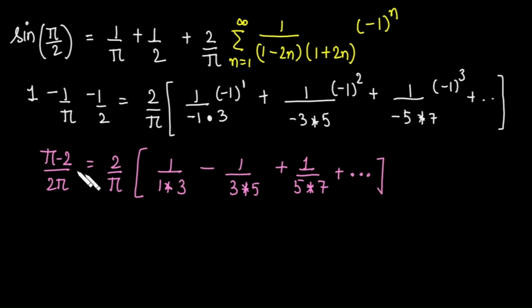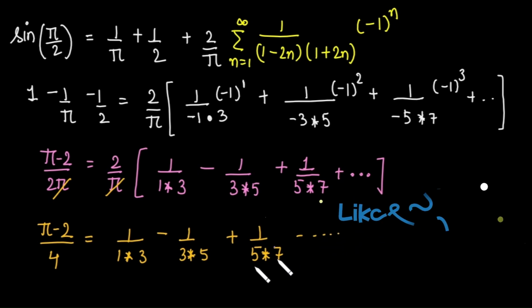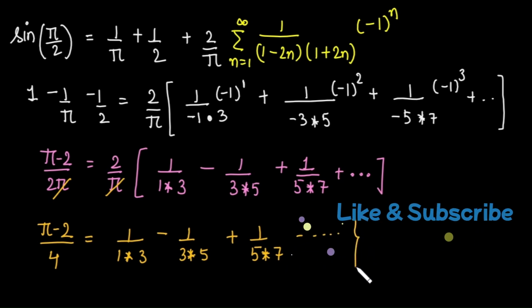and so on. Here this pi gets cancelled with pi. So we can write this as pi minus 2 by 4 is equal to 1 by 1 into 3 minus 1 upon 3 into 5 plus 1 by 5 into 7 minus and so on. So that is the required series in this case.